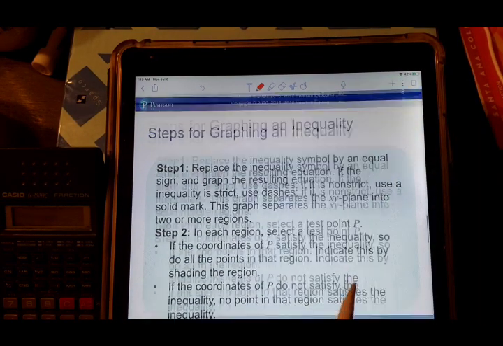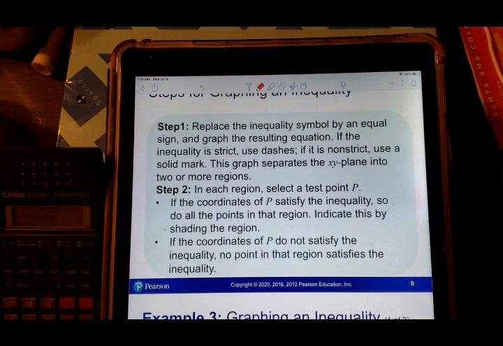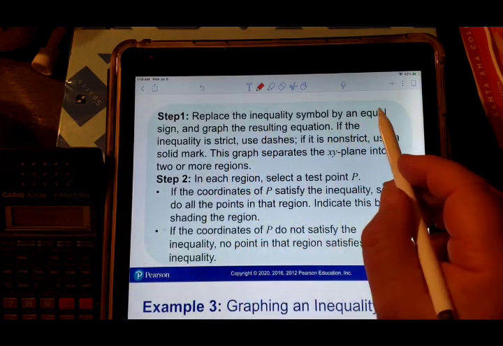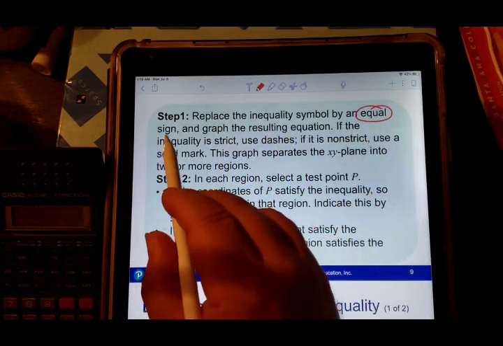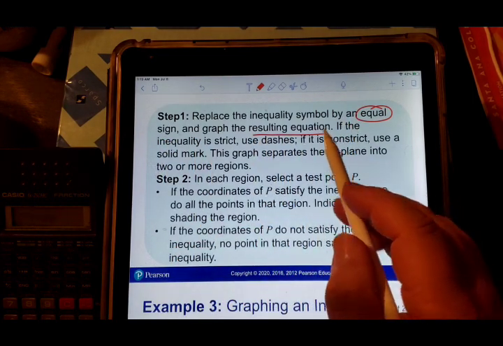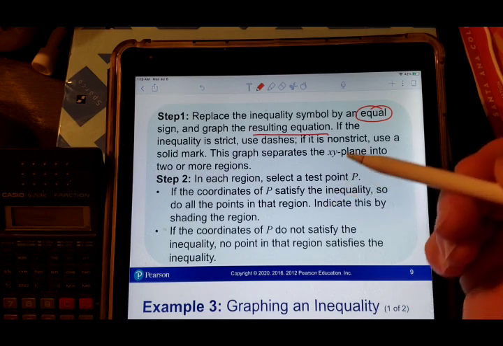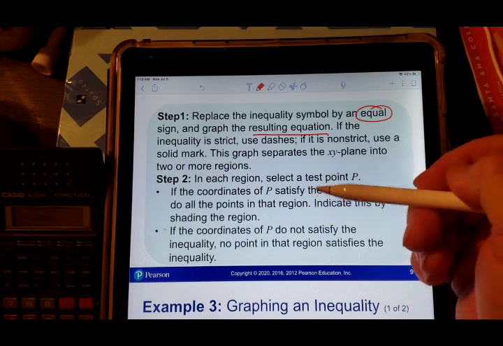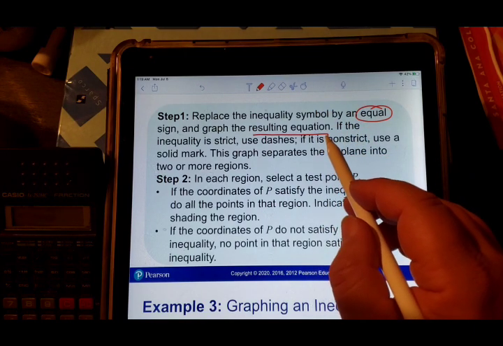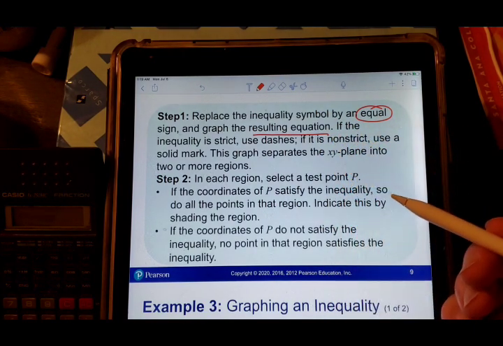All right, so the process, step one: mentally, I suppose, replace the inequality symbol with an equal sign and graph that resulting equation. It's called an equation if it has an equal sign. If it has an inequality, like a less than, it's called an inequality. So we need to change it to an equation so we can graph it.